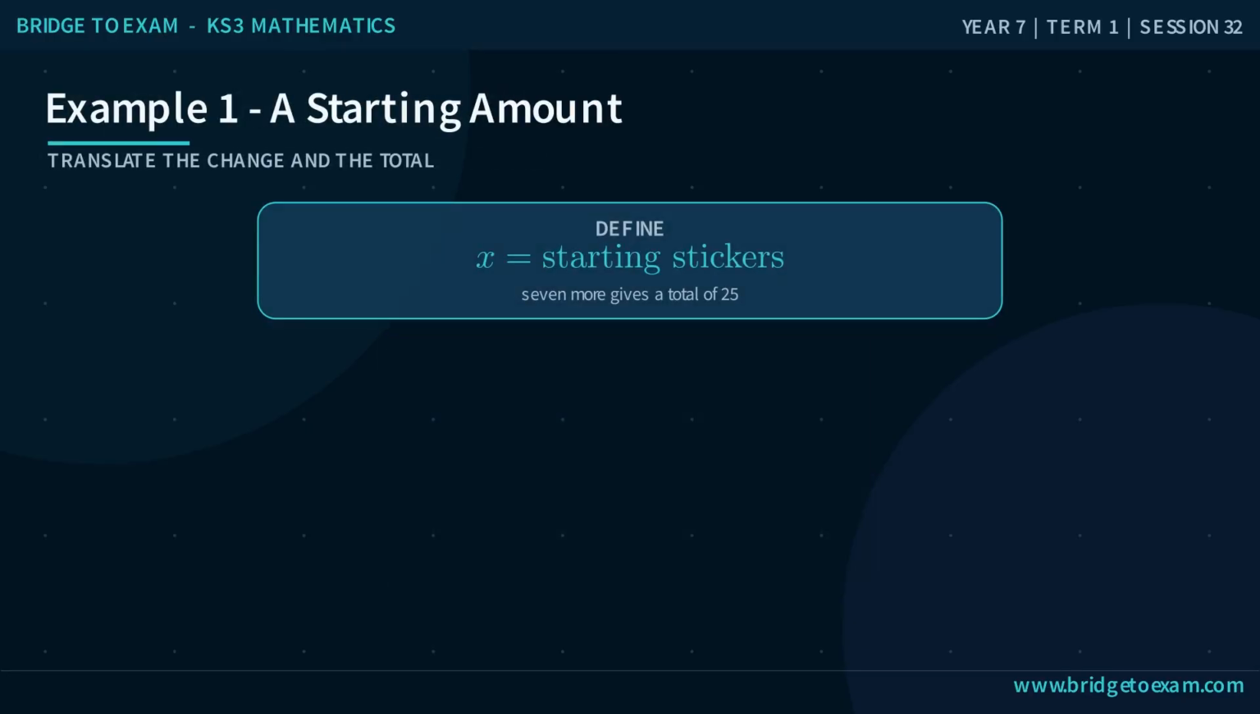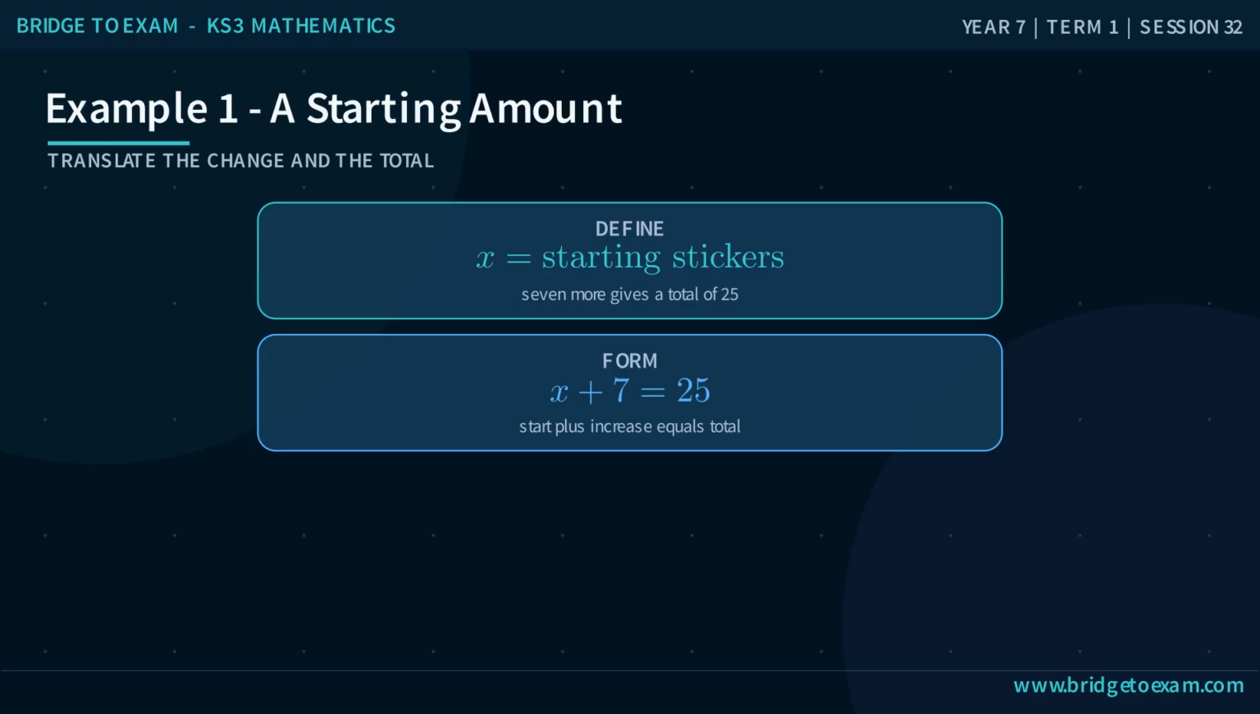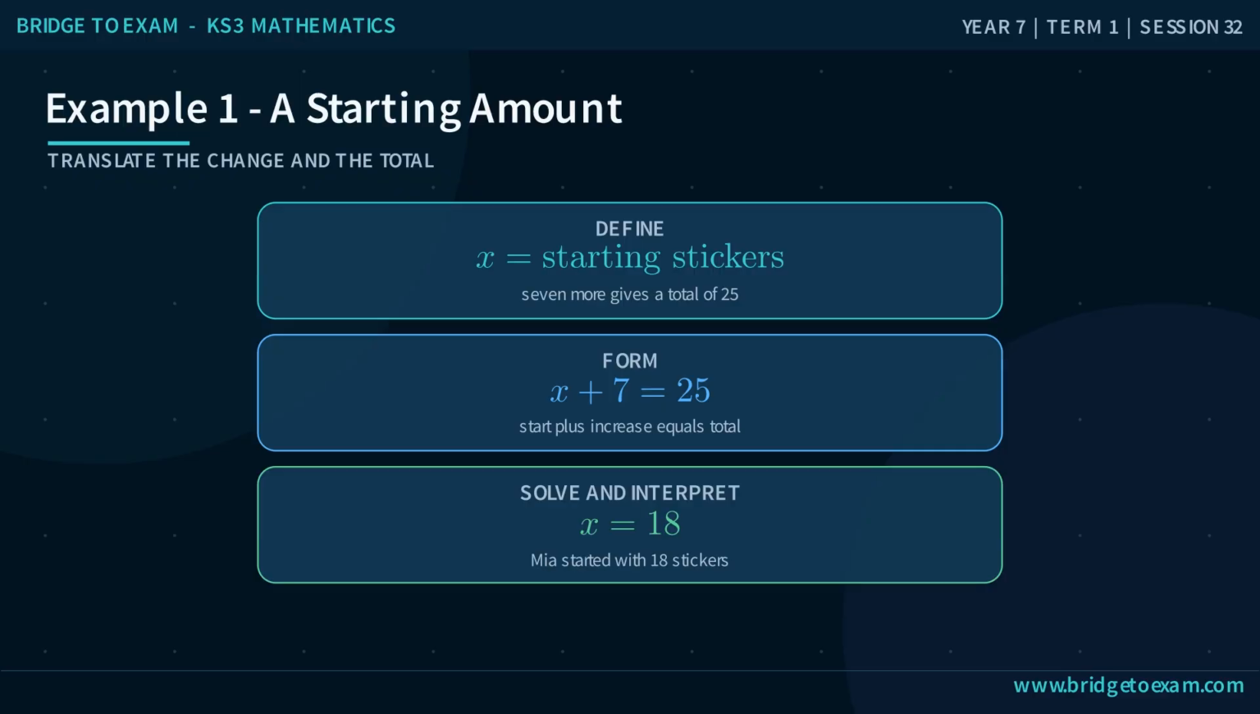Mia has some stickers, receives 7 more, and then has 25. Let x be her starting number. Starting stickers plus 7 gives the total, so x plus 7 equals 25. Subtract 7 from both sides. x equals 18, so Mia started with 18 stickers.